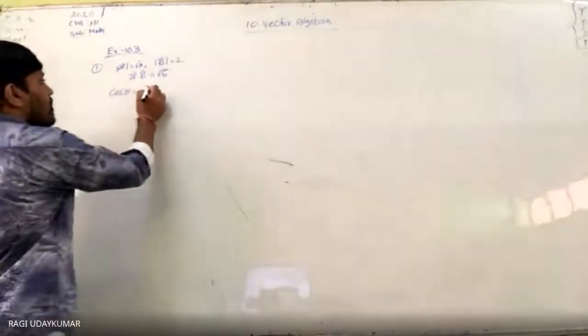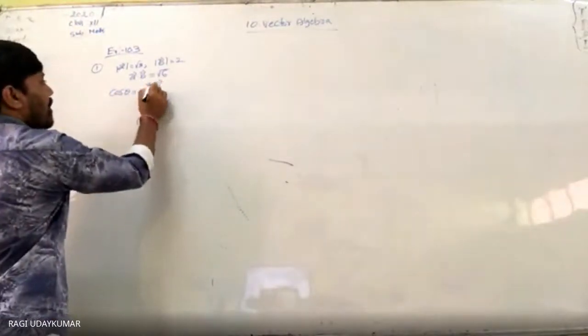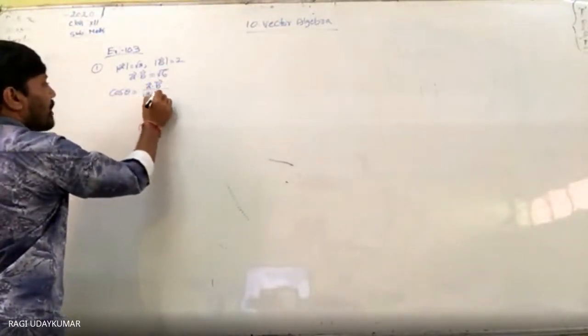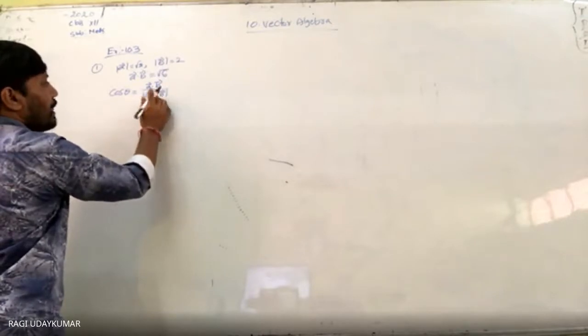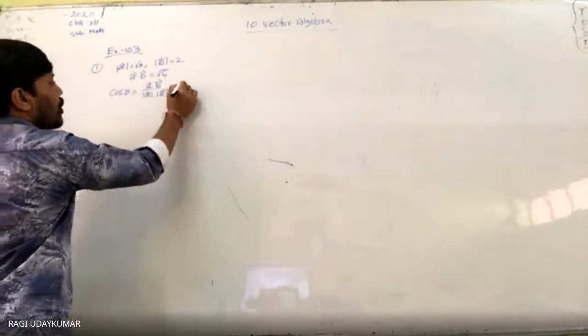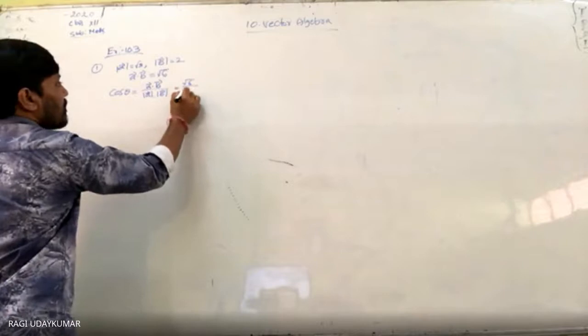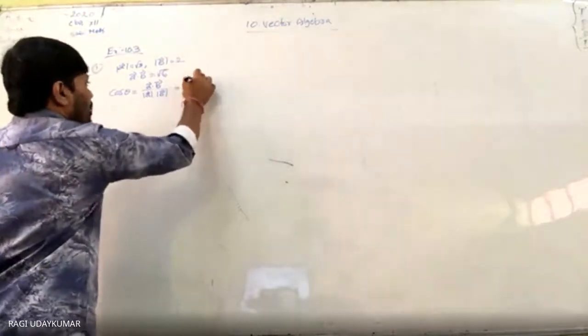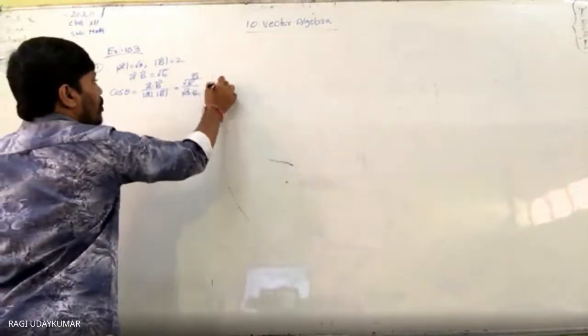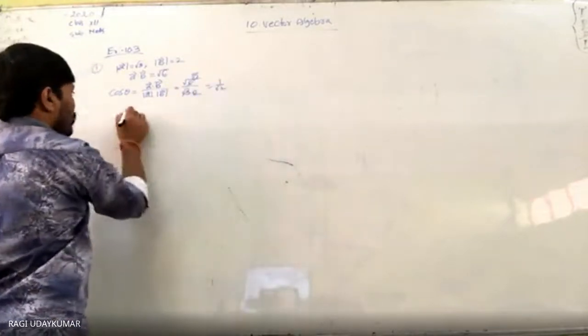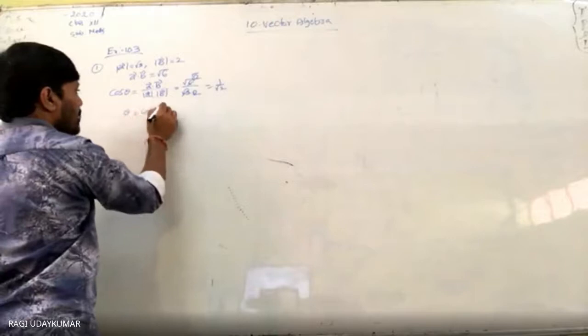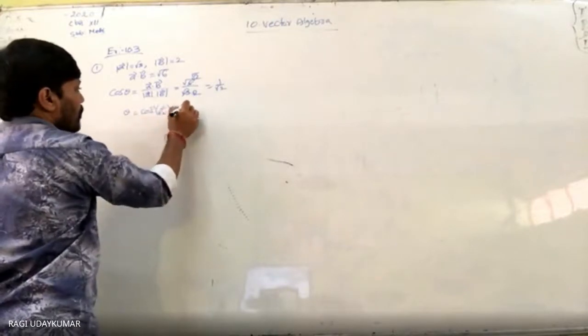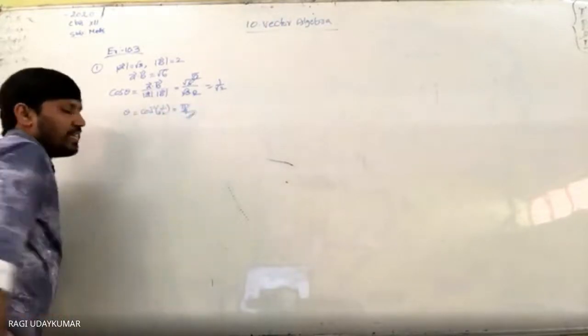So cos theta is equal to A bar dot B bar by magnitude of A bar into magnitude of B bar. The dot product is given to you, root 6 by root 3 into 2. Root 3 into 2, sorry, root 2, 1 by root 2. So theta is equal to cos inverse of 1 by root 2, which is equal to pi by 4, 45 degrees, the angle between the two vectors.